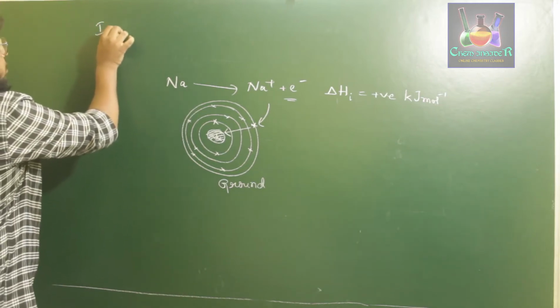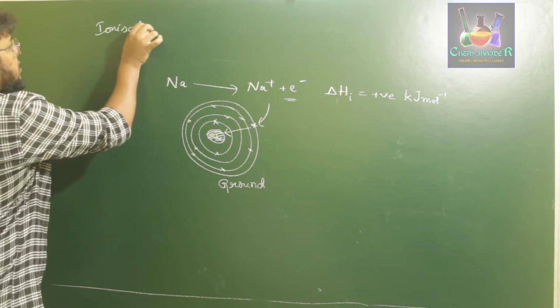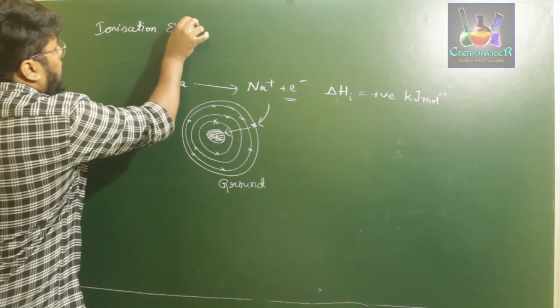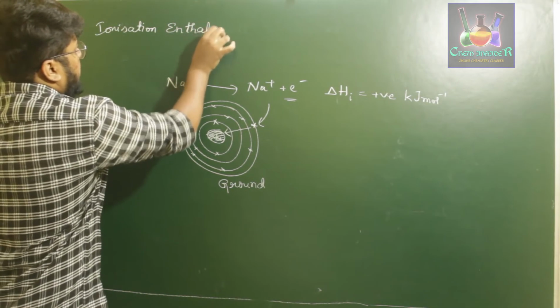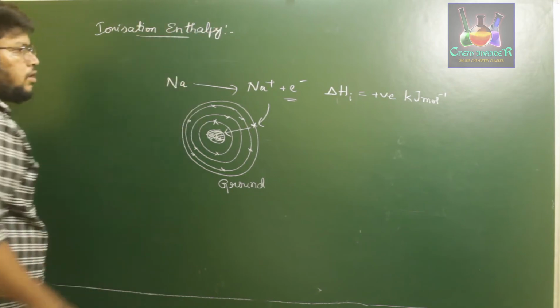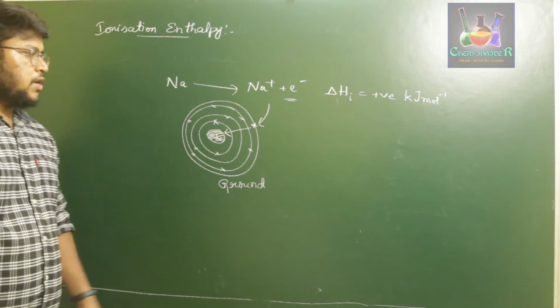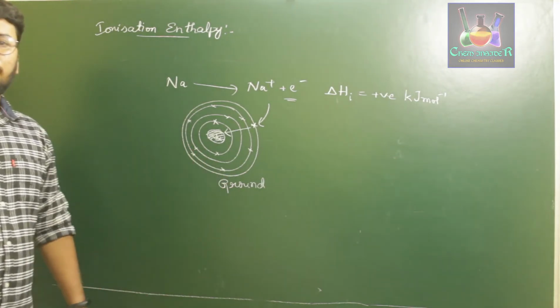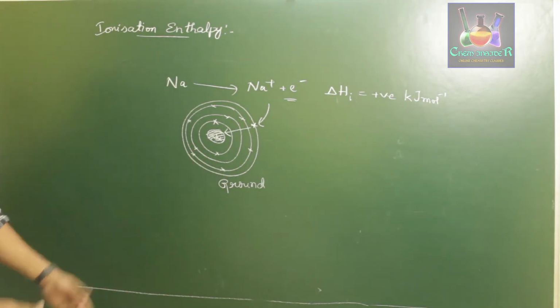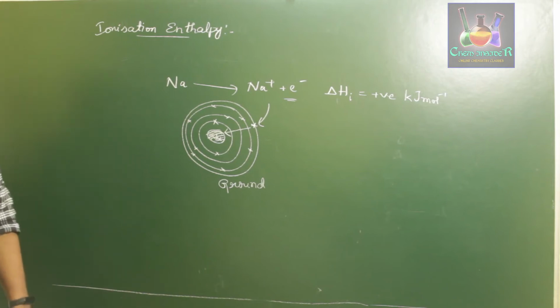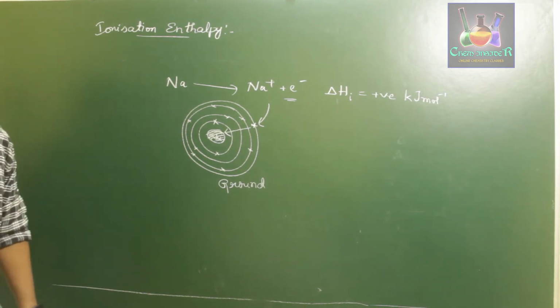What did you define about ionization enthalpy? Ionization enthalpy is the amount of energy required to liberate an electron from its outermost shell of an isolated gaseous atom. Now what we do observe over here is this ionization enthalpy depends upon three factors.